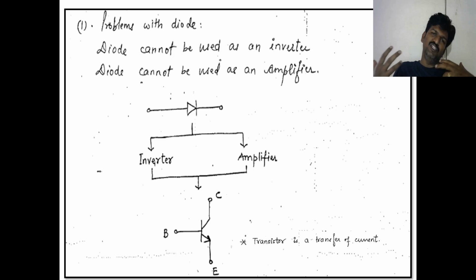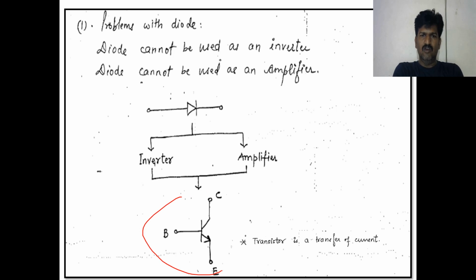So we need to go for another type of electronic device, which is called a transistor. Basically, transistor is nothing but transfer resistor. It can transfer the current from the input to the output. That is a transistor. This is the symbol of the transistor. We'll go through how the terminals are noted, and what B, C and E mean, just after two slides. Just wait some time.